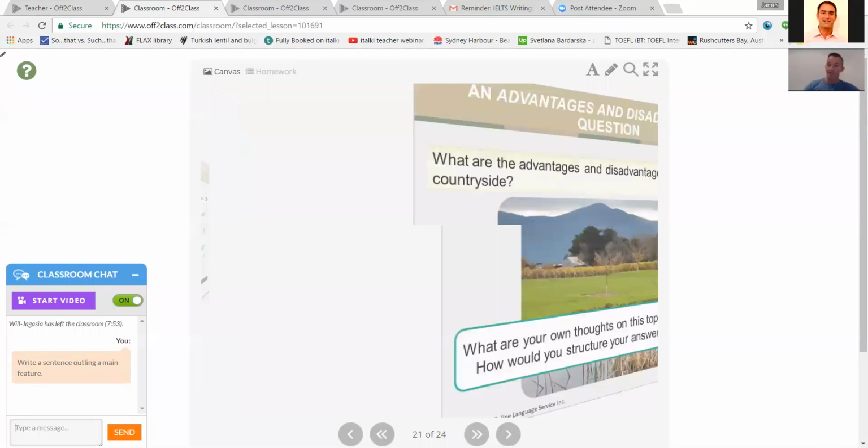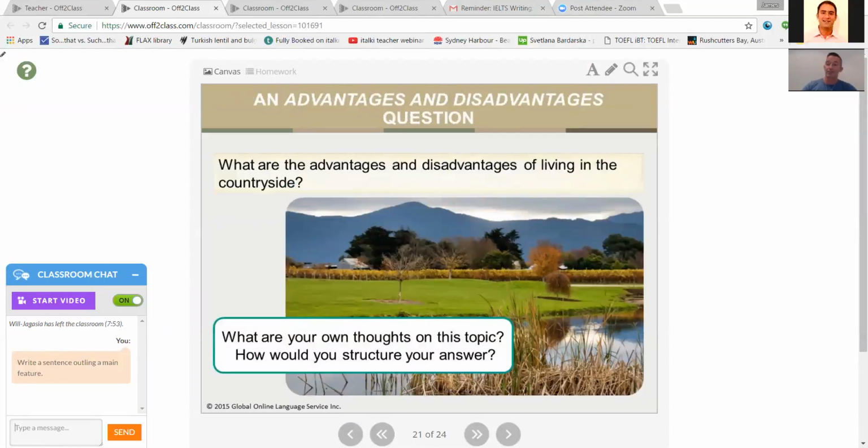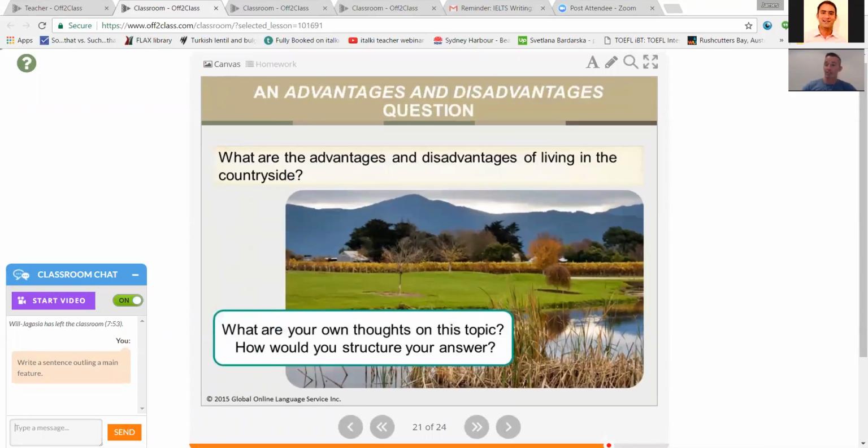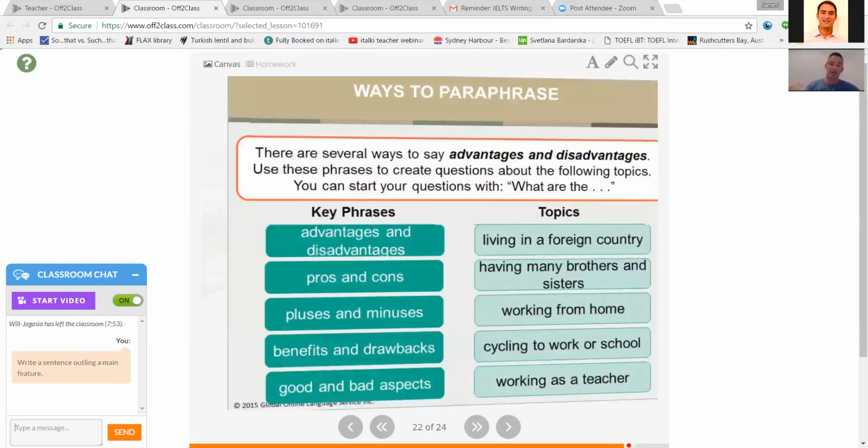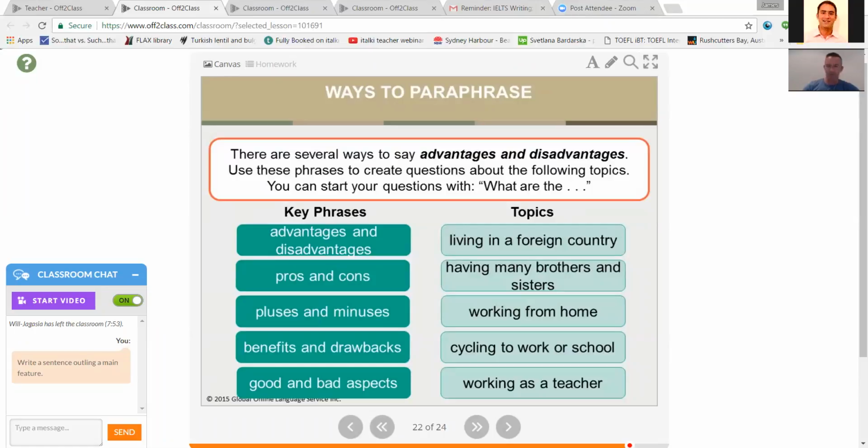Okay, getting to the end, advantages and disadvantages are a very common theme as well, and there is particular language in advantages and disadvantages. One of them is that to identify an advantage and disadvantage question in IELTS, they will probably paraphrase in a particular way. It's rare to get a question that says, what are the disadvantages and advantages of such and such? But you will see that they will use pros and cons, pluses and minuses, benefits and drawbacks, good and bad aspects. And this is language that the student can grasp onto to paraphrase the question when they first start.